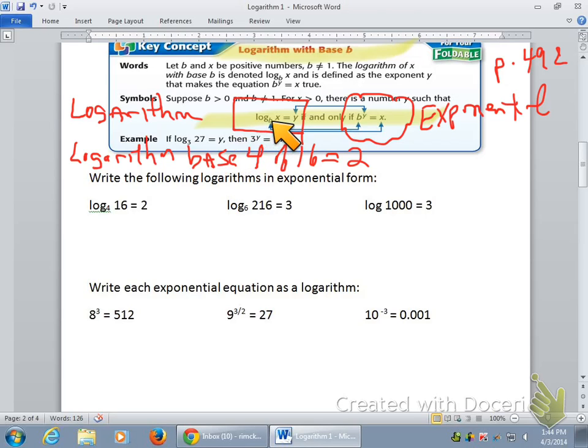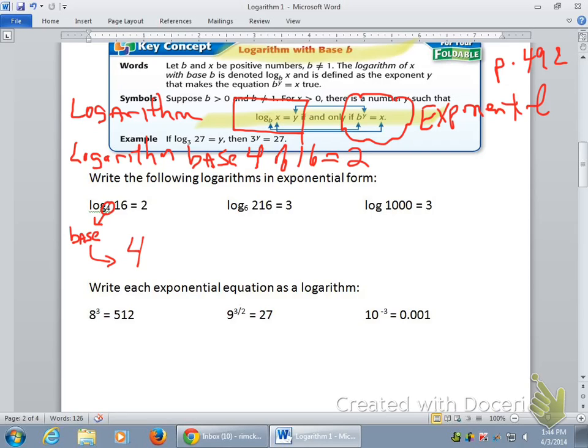Now think about this. If we can write a logarithm as an exponent, does an exponent have a base? Yes, it does. So obviously my base is right here. The 4 is called the base. And what does the base look like if you were going to write something as an exponent? Yeah, it's the big number. It's what you're raising your power to, right? So this is 4 to the 16, okay.